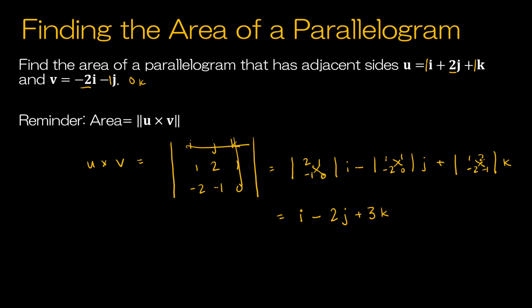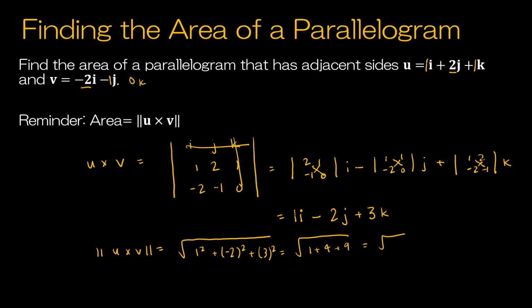So again, that's the cross product, but now I want to find the magnitude of the cross product. The magnitude would be the square root of the coefficients squared. So that's 1 squared plus -2 squared plus 3 squared. And that gives me the square root of 1 plus 4 plus 9, or the square root of 14. The square root of 14 is the exact area of the parallelogram using those two vectors as sides.